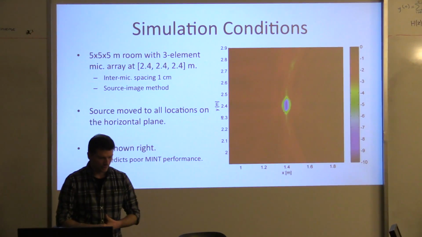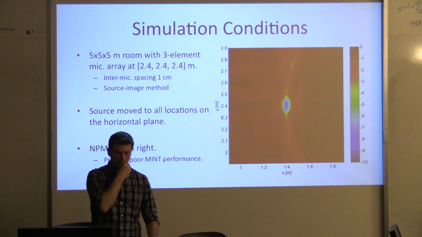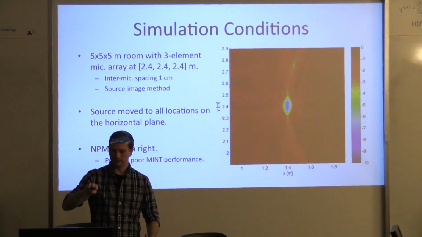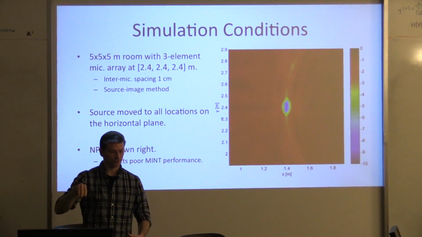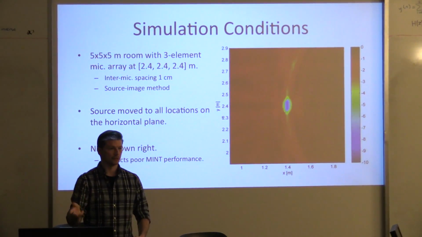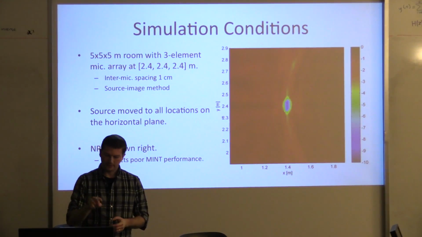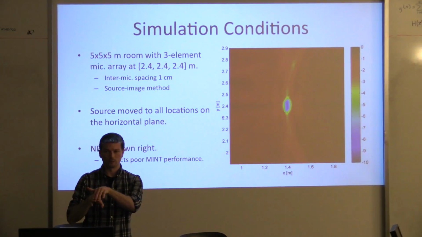So I ran some simulations, and here I made a 5 by 5 by 5 meter room, and I placed a 3-element linear array in an endfire configuration just off the centre of that room. Again, we used the source image method to simulate it. The inter-microphone spacing was 1 centimetre, which was pretty tight.